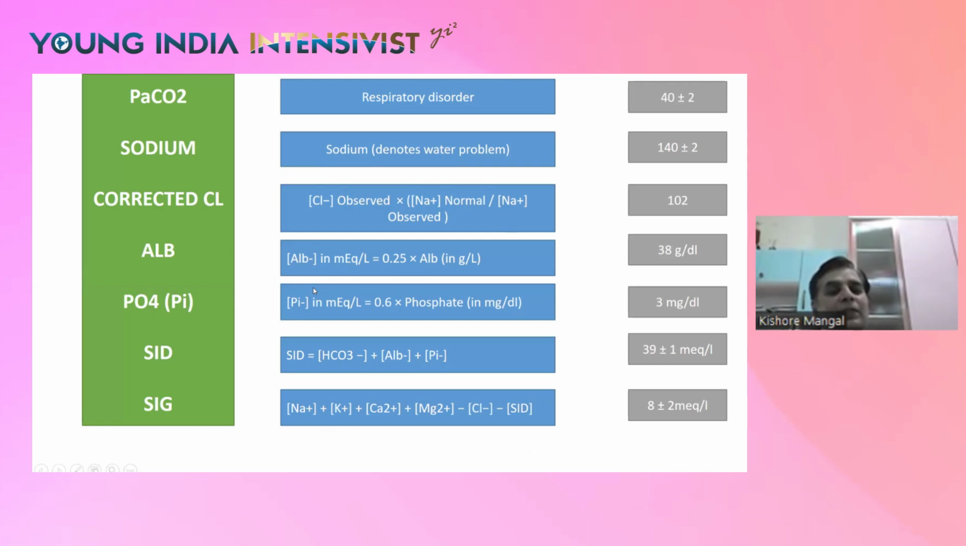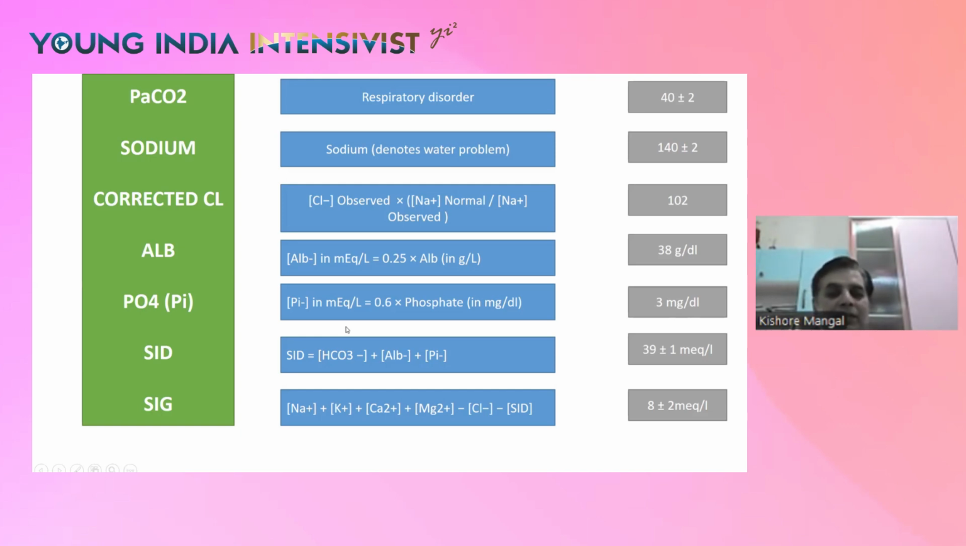Then step 3 is to calculate the corrected chloride. Corrected chloride is equal to observed chloride times normal sodium divided by the observed sodium. The normal value is 102. Albumin in milliequivalents is equal to 0.25 times albumin in gram per liter, and its normal value is around 38, or in gram per deciliter, it is 3.8. Phosphorus in milliequivalents is equal to 0.6 times phosphate in milligram per dl. The normal is around 3 milligram per dl.